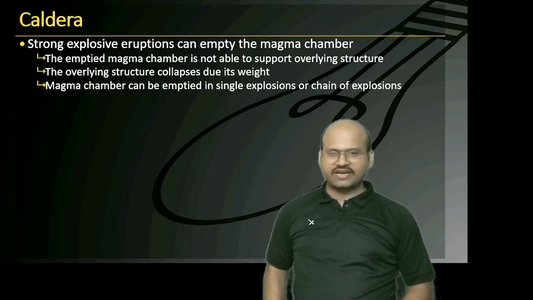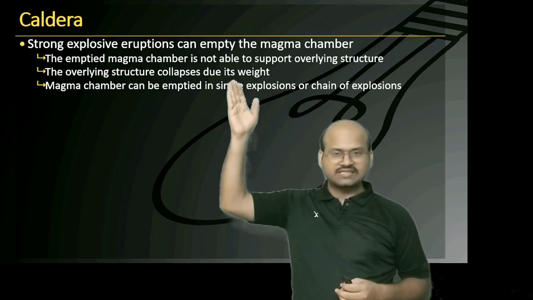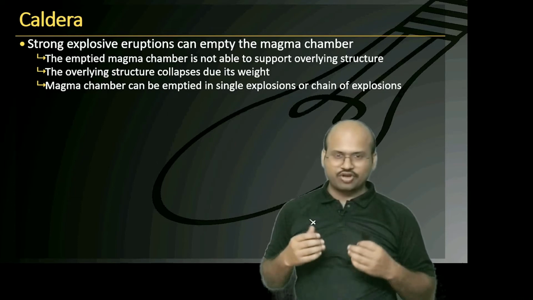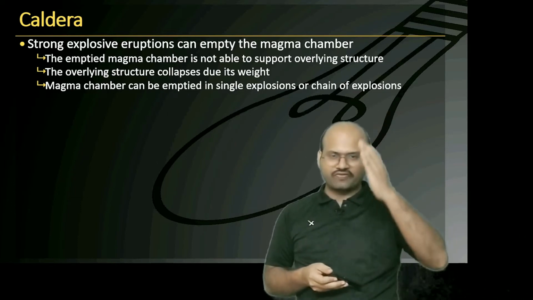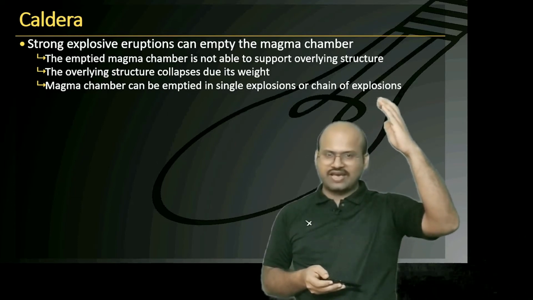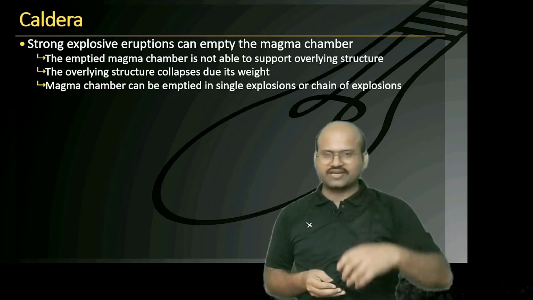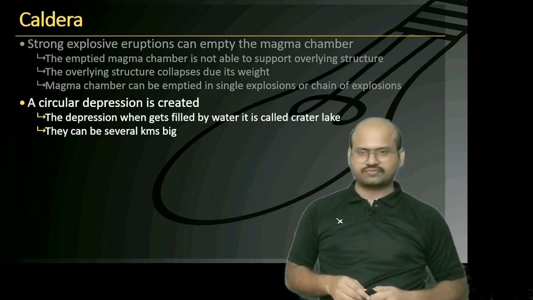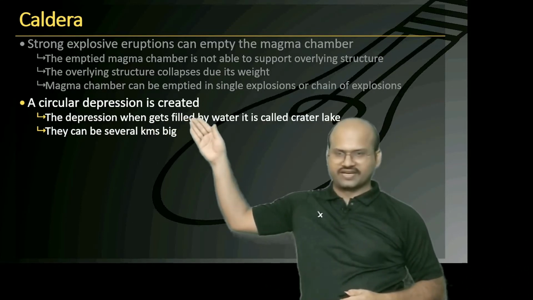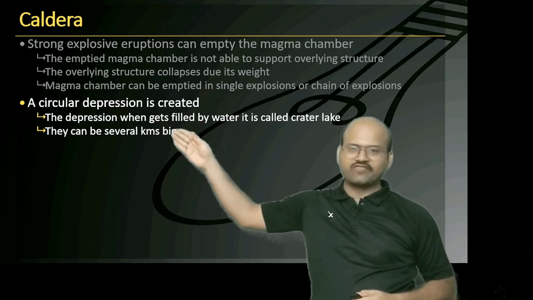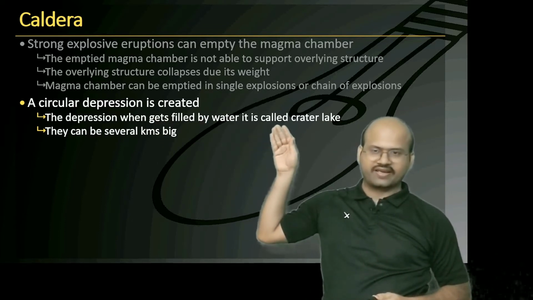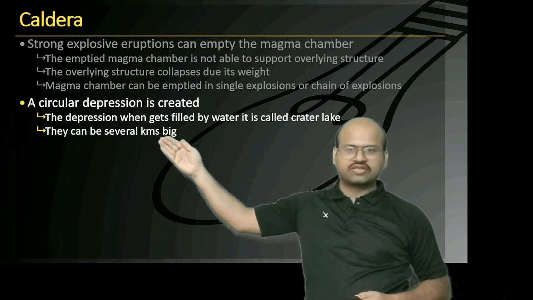So we have seen that the magma chamber is emptied in a single or multiple explosions, and because it is empty, it cannot bear the weight of the overlying mountain, and therefore the whole mountain collapses under its own weight. A circular depression is created. This depression gets filled by water and it is called a crater lake. They can be several kilometers big.